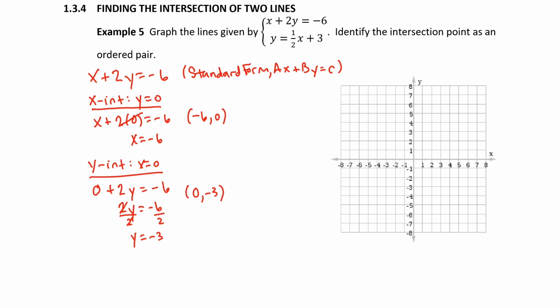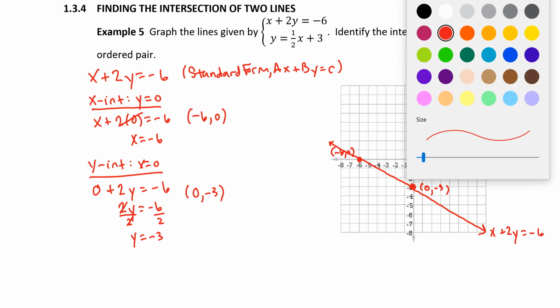-6, 0, and 0, -3. Then we will connect our dots with a straight line. A ruler sure helps if you're doing this by hand. Let me try that last part again. And I'm going to label this one x plus 2y equals -6. So that takes care of our first line.